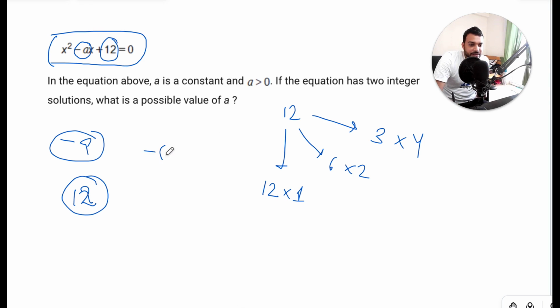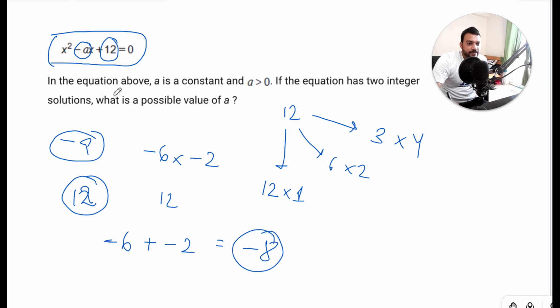So it can be negative 6 and negative 2. In that case, negative 6 times negative 2 would give 12, and negative 6 plus negative 2 would be negative 8. So negative 8 would be satisfied. For 12 and 1, negative 12 and negative 1, this will become negative 13. So negative 12 and negative 1 can be taken. In that case, a would become 13 because negative a would be negative 13. That is also allowed.